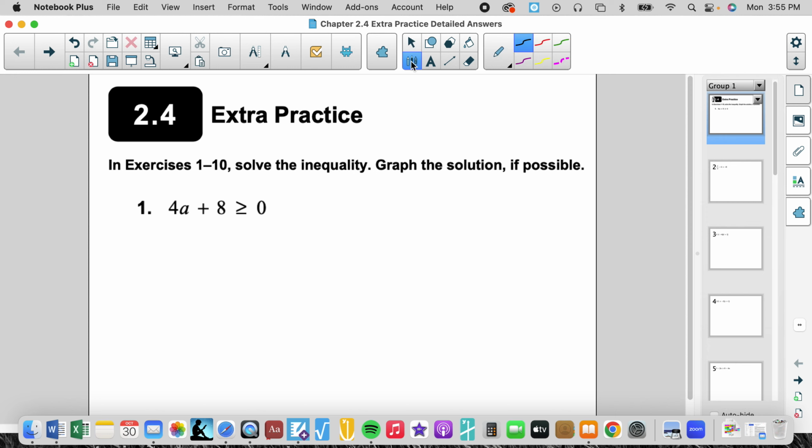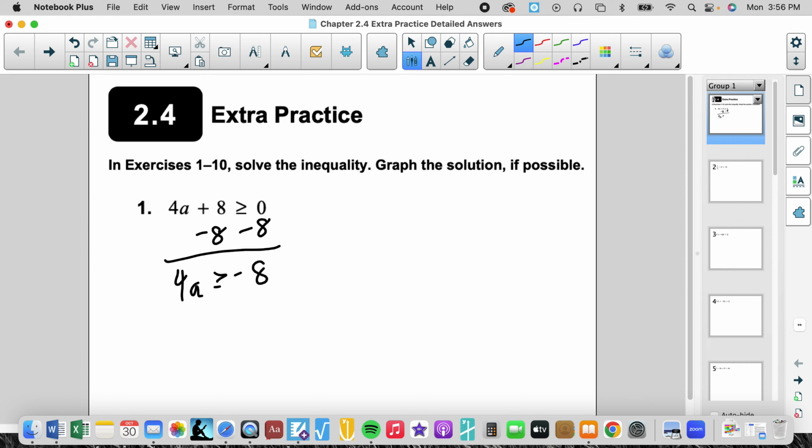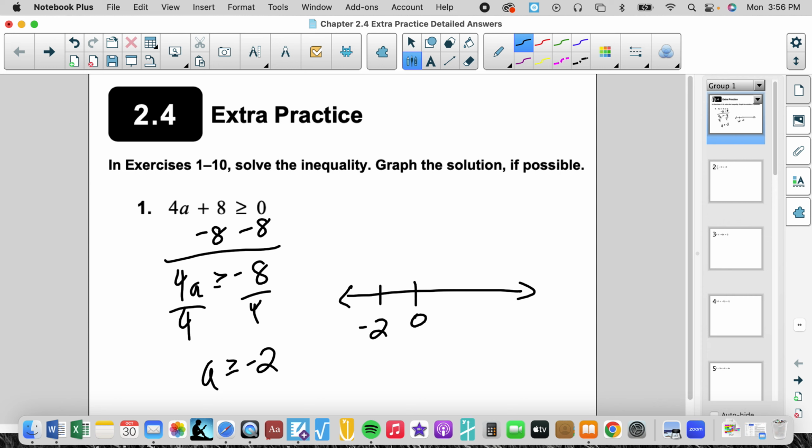So we're going to get rid of things being added and subtracted first. We get 4a is greater than or equal to -8. Divide by 4. We get a is greater than or equal to -2. We don't have to flip the inequality sign because we divided both sides by a positive number. We have -2. We have a closed circle going to the right.